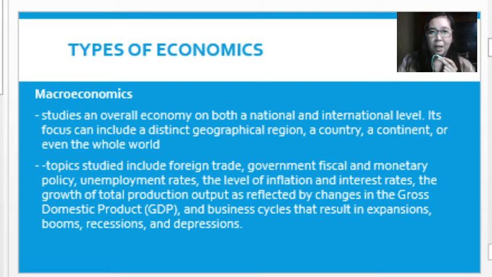So here, under macroeconomics, we will be studying the overall economy. Basically, micro and macroeconomics are opposites. Under microeconomics, we are looking into a single or small unit of society. In macroeconomics, we are looking at the overall economy. So here, we can analyze the national or international level.